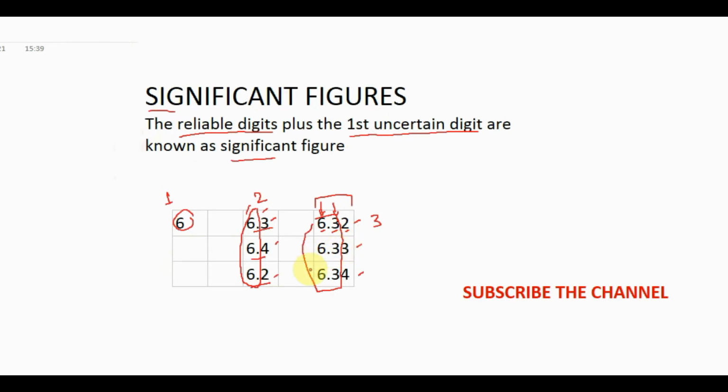Then we can check what the tricks and rules behind significant figures are. Please watch the video carefully up to the end.